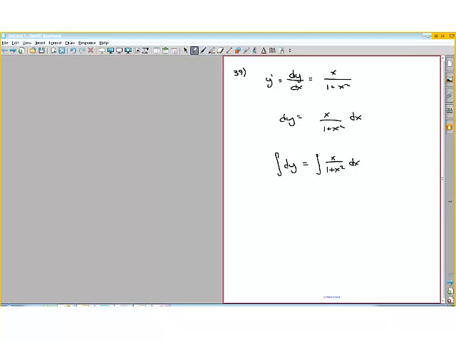And the integral of dy is just y. The right-hand side, we would use u substitution. How would we do that? Well, let's just move this over a little bit and think about that. So we're going to do the right-hand side. What we do is we say u is equal to 1 plus x squared, and therefore du is 2x dx. The derivative of the constant 1 goes to 0, and then we get 2x to the first power, which is just x, times dx.